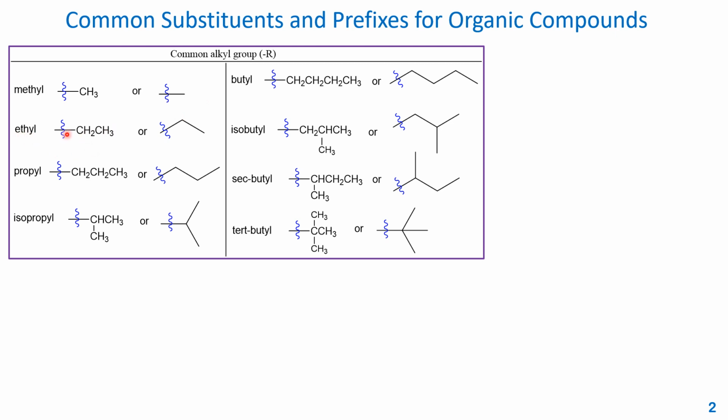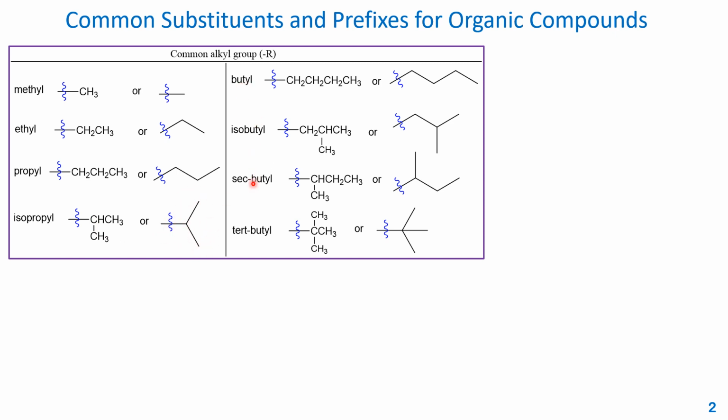Ethyl, a 2-carbon alkyl group, or the skeletal structure, ethyl. Propyl, that is normal propyl, and that's the skeletal structure. Isopropyl is the isomer, a different connection. You still have 3 carbons, but that's isopropyl. You can see in this isopropyl the connection is from this secondary carbon here, and the skeletal structure, isopropyl.